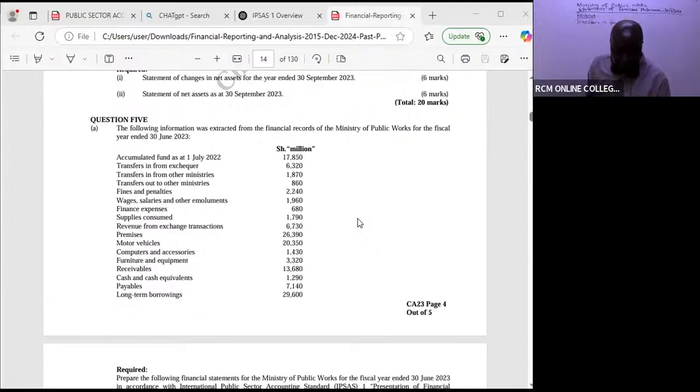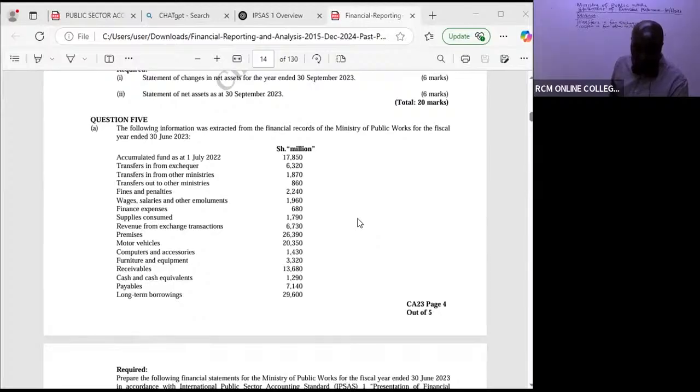Transfers in from exchequer, I can see 6320. Then we have transfers in from other ministries, money coming to us. That is our revenue. From other ministries, I can see 1870. And whenever you pick a figure, please tick it, so they don't get to choose it again.